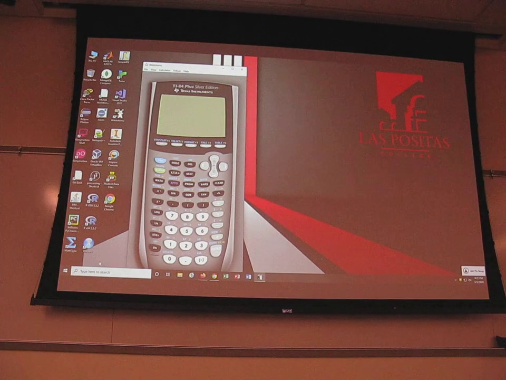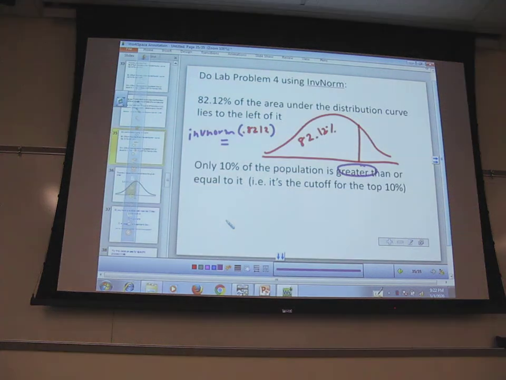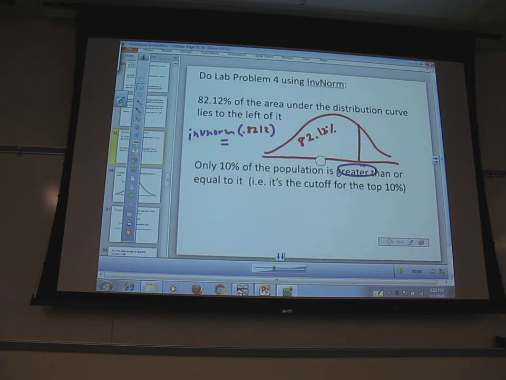All right, I'll do it with you guys. Second, bars, down to inverse norm. Hit enter, and I want the area to the left, 0.8212. Enter. 0.9199, so 0.92. That's this z-score right here. Maybe I'll move this up a little bit so I have a little more room to write. 0.92. That's that z-score. So this is what we're looking for right there.